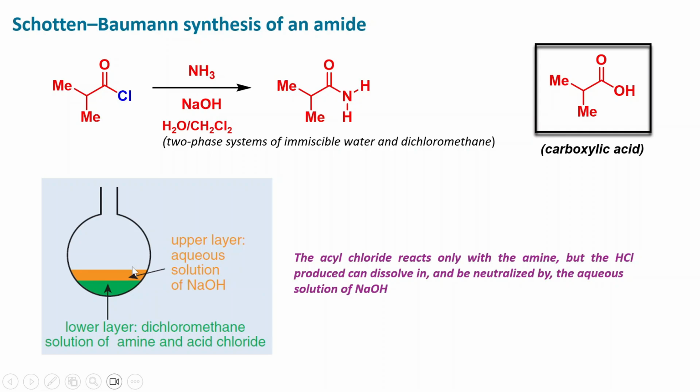So this is how Schotten-Baumann prepared the amide. So what he did, he used a two-phase system containing water and dichloromethane. And the first step, the nucleophilic addition, happens in the lower phase, that is the dichloromethane layer, right? Then once you generate the hydrochloric acid, it dissolves into the upper layer and it reacts with the sodium hydroxide and neutralizes the hydrochloric acid.